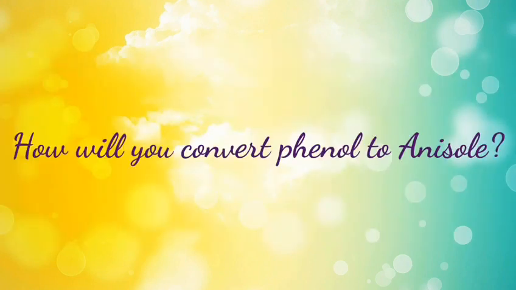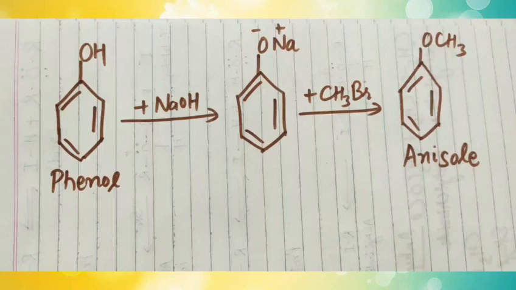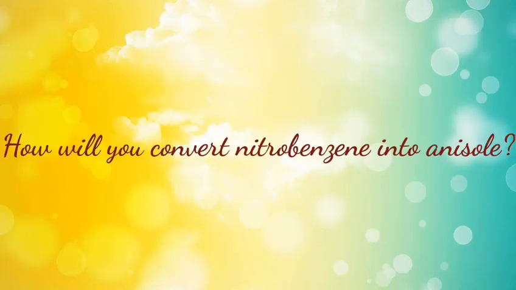Now students, one question for you. How will you convert phenol to anisole? In order to convert phenol to anisole, first we will treat phenol with sodium hydroxide. It will be converted into sodium phenoxide, and then we will treat sodium phenoxide with methyl bromide and anisole will be formed.